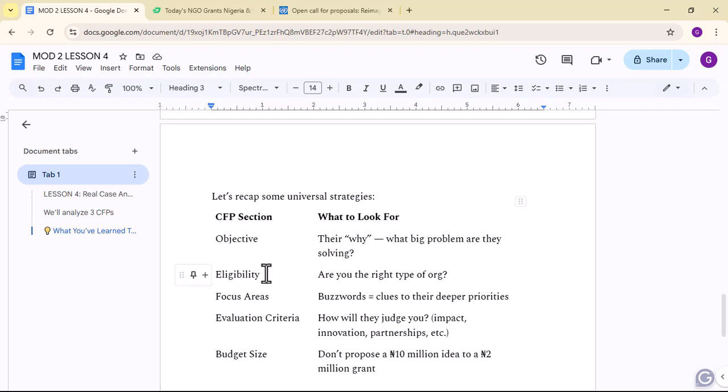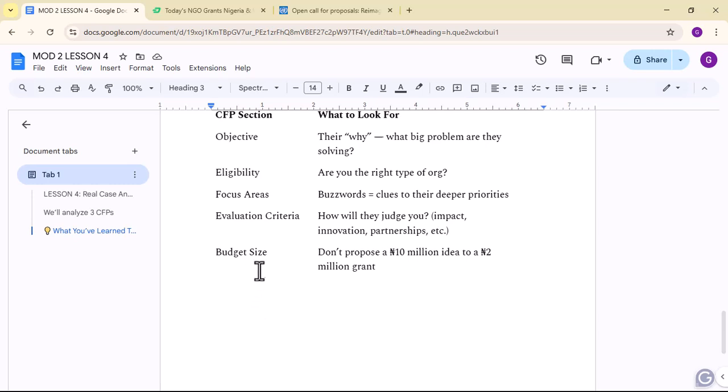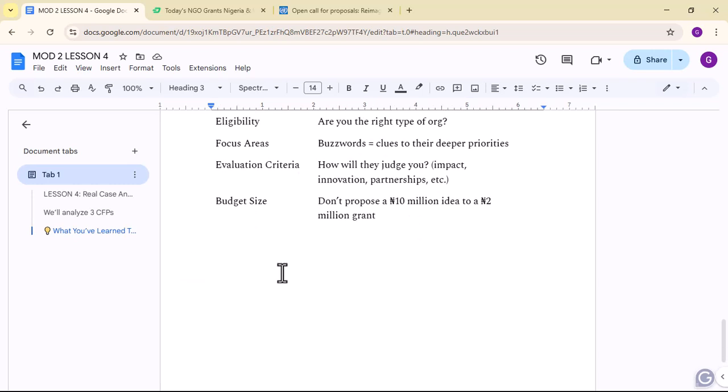Eligibility, I've spoken about this again and again. Are you the right type of organization, person, or startup that can apply? Focus area: look at buzzwords and clues to their deeper priorities. In the evaluation, some of them will give evaluation criteria, and most of them give a budget, the amount of money they are giving. The Google amount is $25,000, and there is an option for $100,000, depending on your performance in the accelerator.